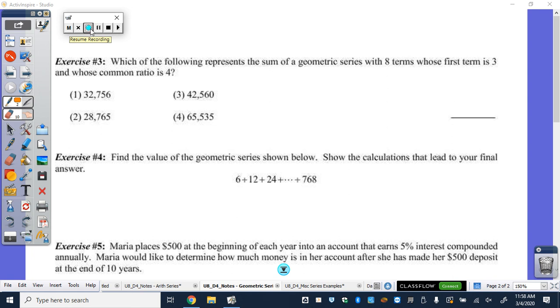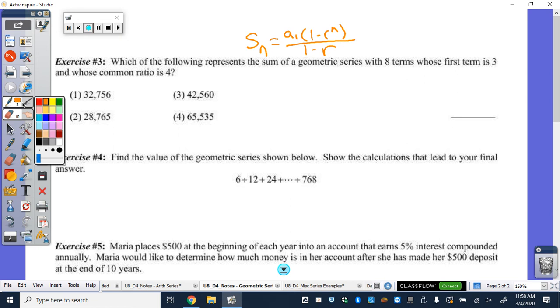So looking on the back, which of the following represents the sum of a geometric series with 8 terms whose first term is 3 and whose common ratio is 4? I'm going to rewrite my formula so again we don't have to keep flipping. S sub n equals a sub 1 times 1 minus r to the n all over 1 minus r. So for number 3, again, how many terms are we looking at? 8. Our first term is 3. Common ratio is 4.